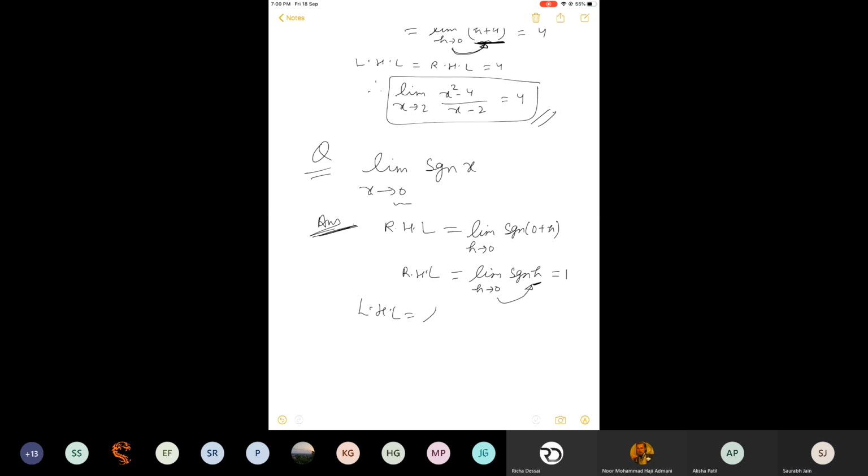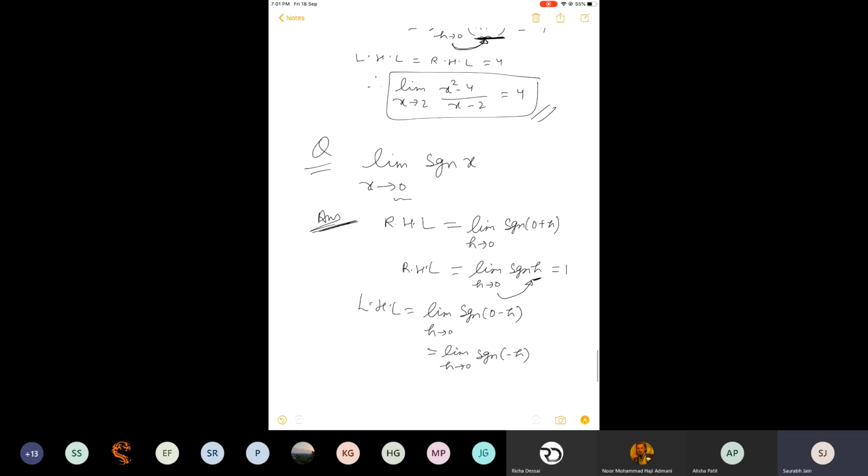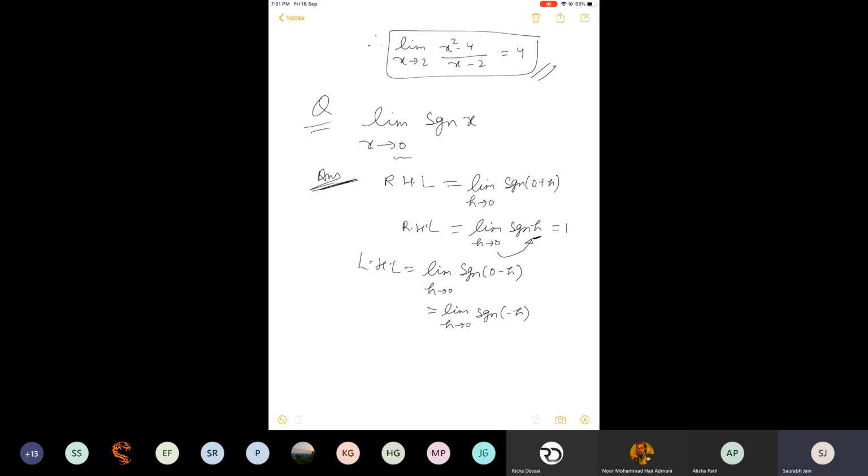Now LHL. For LHL, we again write h tending to 0, but now in place of x, we put a minus h. So this will be signum of minus h. Now can anyone tell what is the value? Please remember h itself is a very small positive quantity, throughout the chapter. So what is this value? This value will be minus 1, right? Because now we have a very small negative number. Though very small, it is a negative number. Its signum will be minus 1. LHL not equal to RHL, limit does not exist. They will write the answer like this: does not exist.